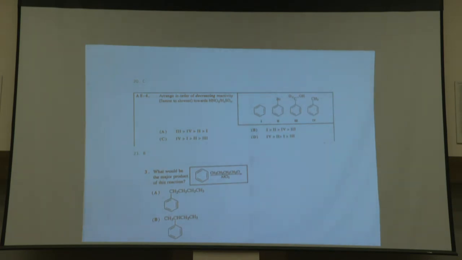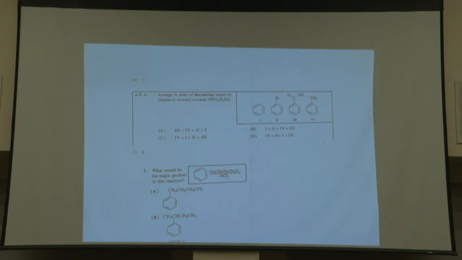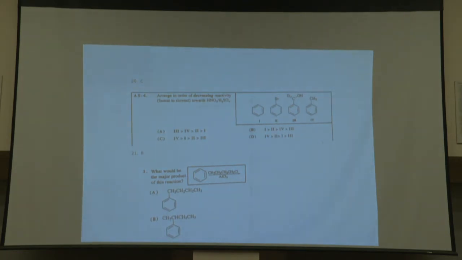So arrange in order of decreasing reactivity, fastest to slowest, towards HNO3 and H2SO4. When you do that on a benzene ring, that's nitration, right? Do you guys remember adding an NO2 to benzene rings? That's an electrophilic reaction. When you do nitration, it's electrophilic. So that being said, if something is activated, it should go faster because it's electrophilic. If something is deactivated, it should go slower.